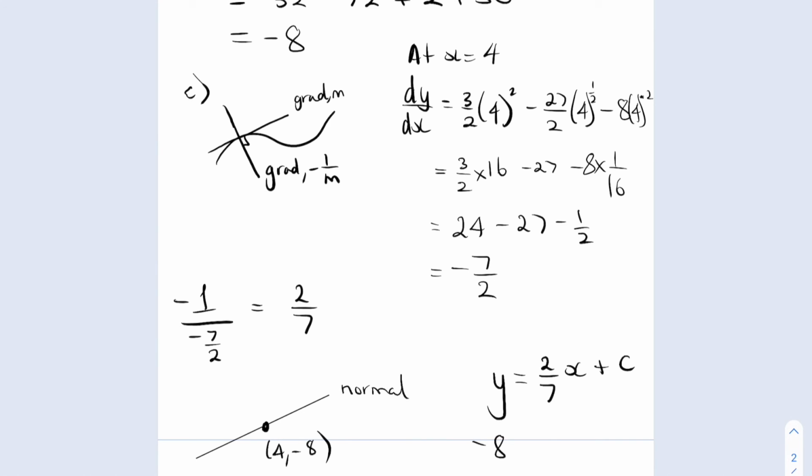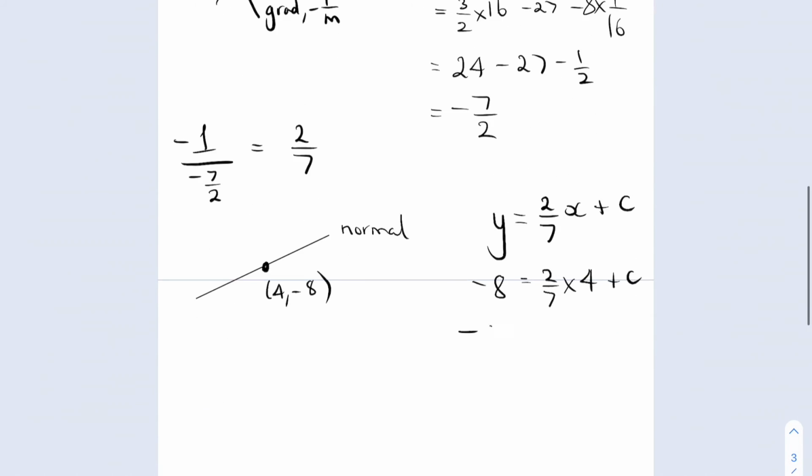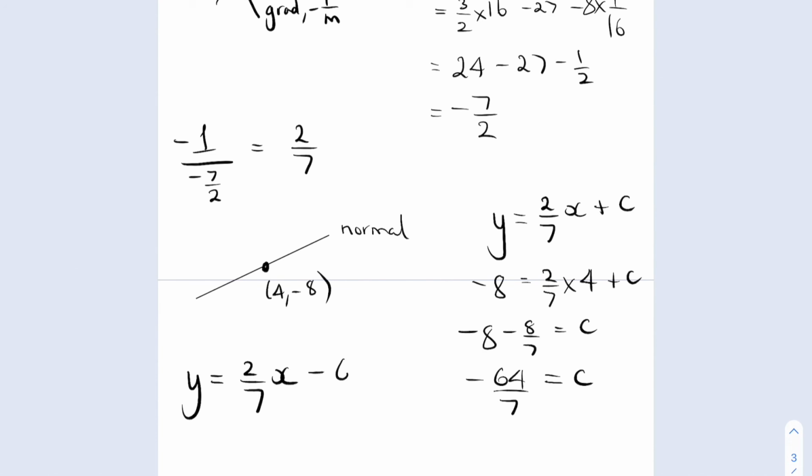So let's put y should be minus 8 when x is equal to 4. So that is minus 8 minus 8/7 to find c. So minus 64 over 7 is my c, because minus 8 can be written as minus 56 over 7. So minus 64/7 in total. So my equation of my normal in the form y equals mx plus c is y equals 2/7 x minus 64 over 7.